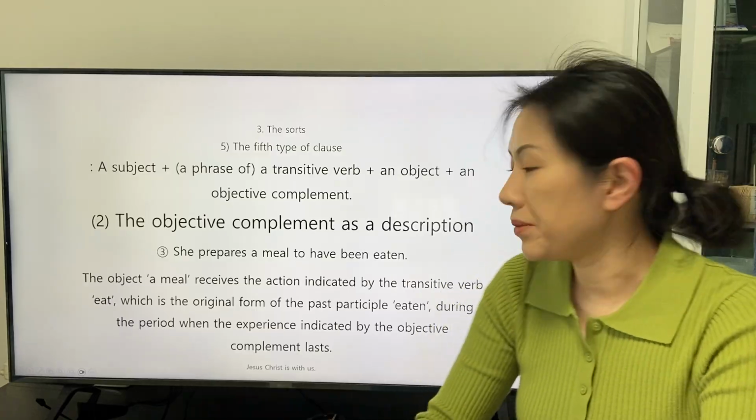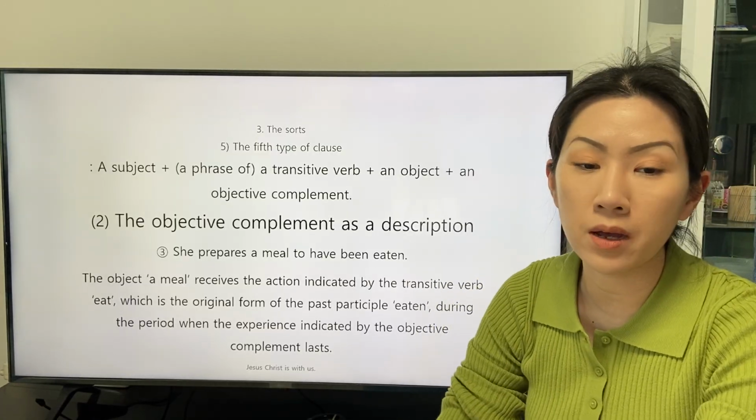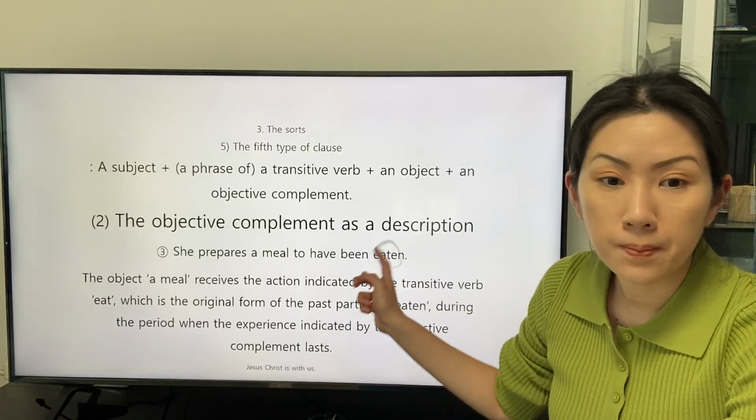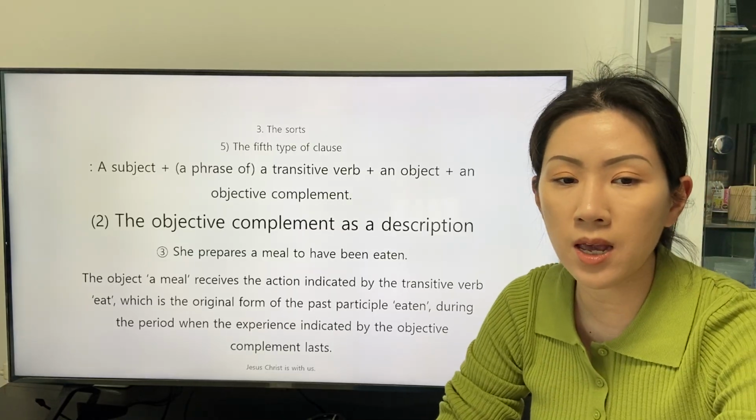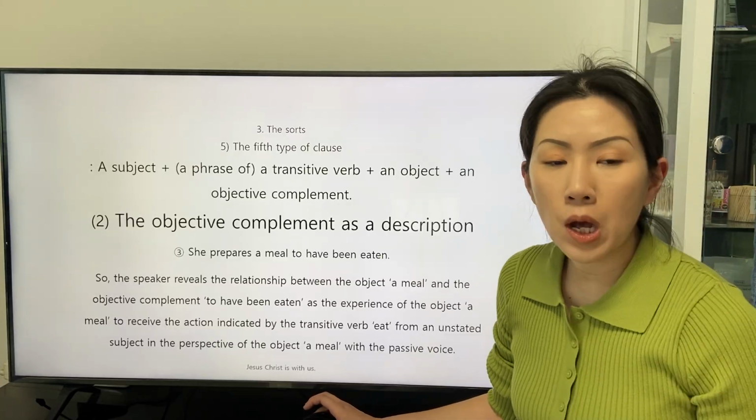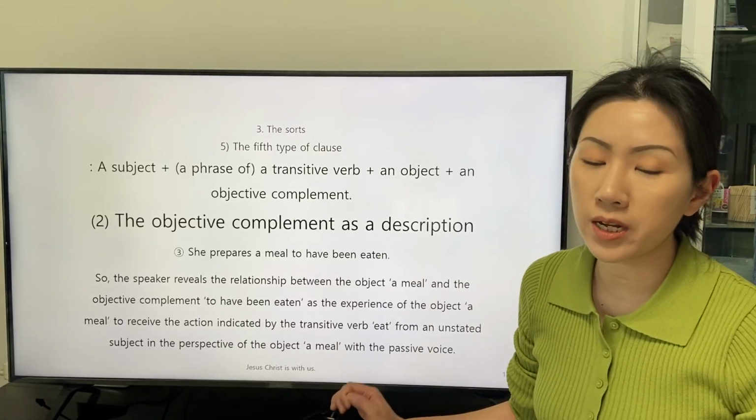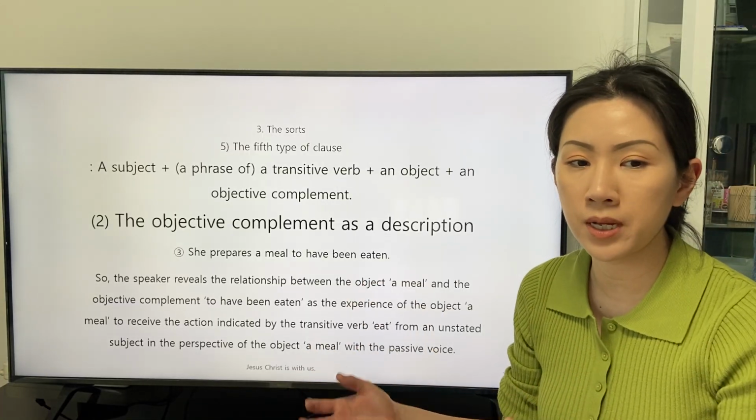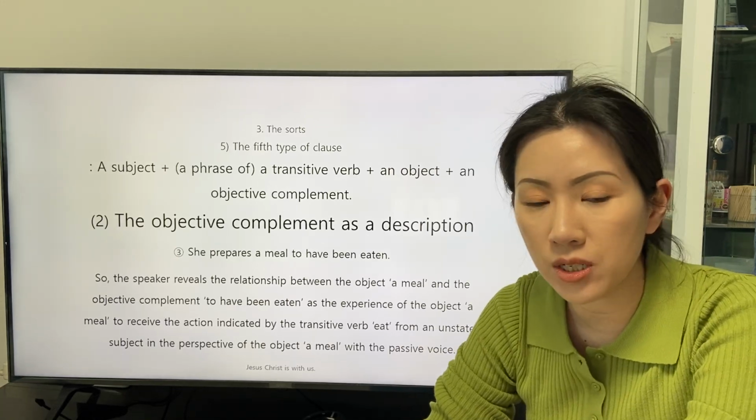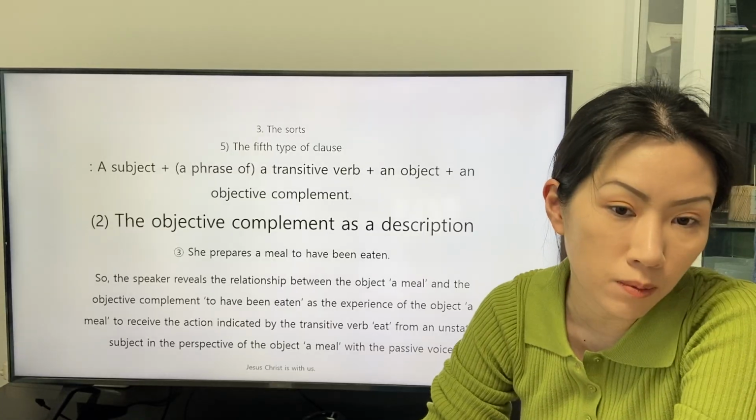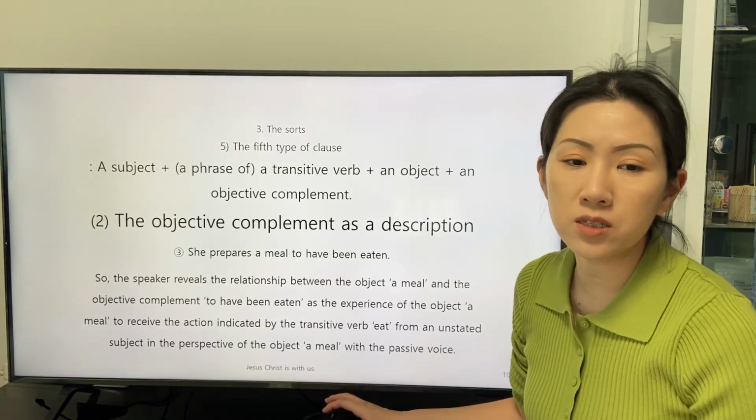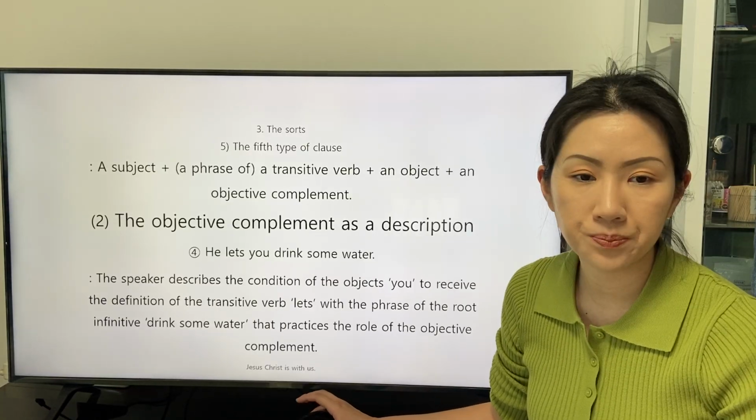The object, a meal, receives the action indicated by the transitive verb eat, which is the original form of the past participle eaten, during the period when the experience indicated by the objective complement lasts. So the speaker reveals the relationship between the object, a meal, and the objective complement to have been eaten as the experience of the object, a meal, to receive the action indicated by the transitive verb eat from an unstated subject in the perspective. From the perspective of the object, a meal, with a passive voice.